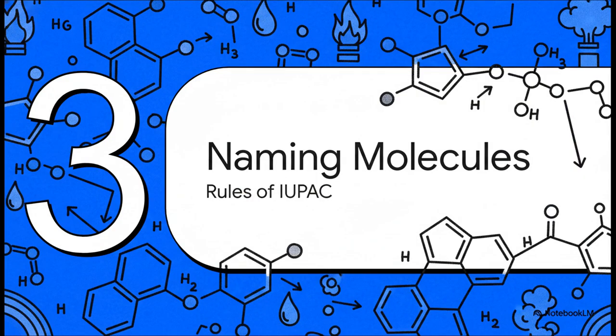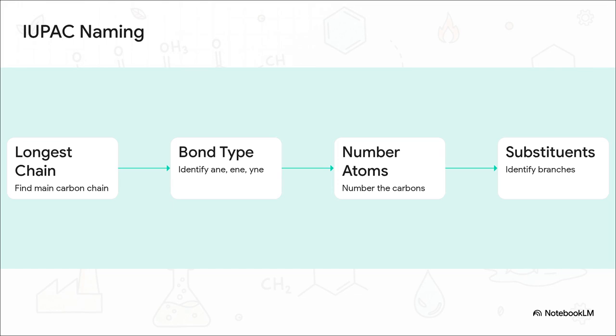Let's dive into Section 3, naming and shaping molecules. So, with literally millions of possible carbon combinations out there, it's a bit of a jungle. We desperately need a universal language. Otherwise, it's total chaos. Enter the IUPAC naming system. Think of it as a brilliant 4-step logical blueprint.